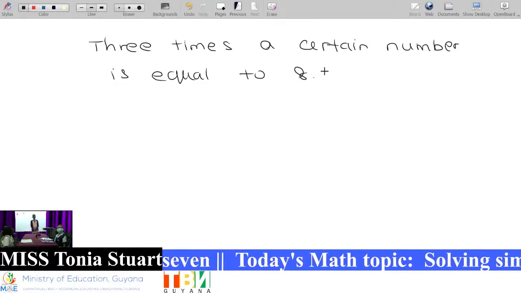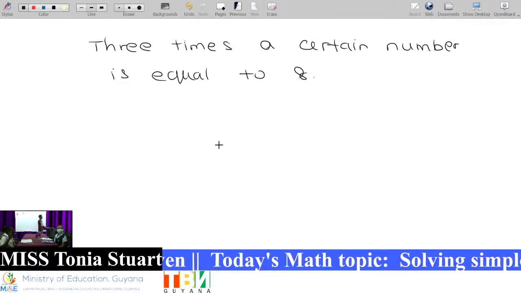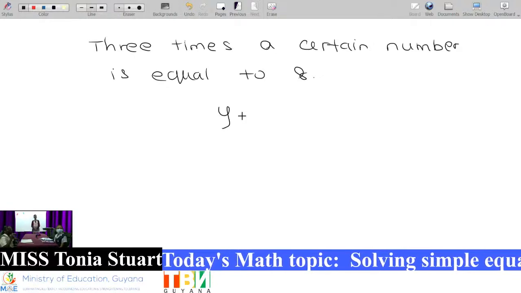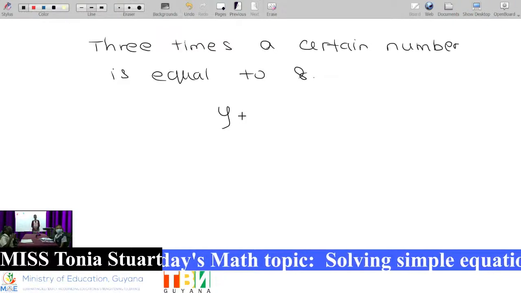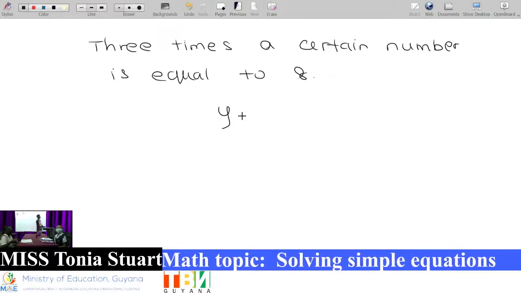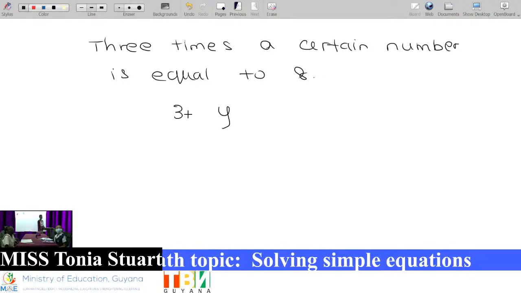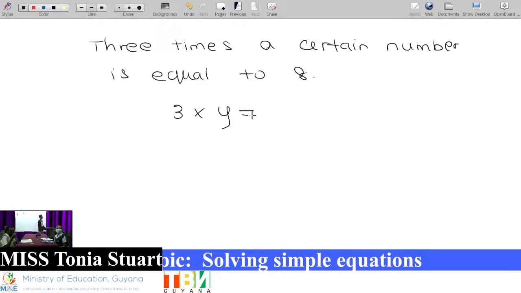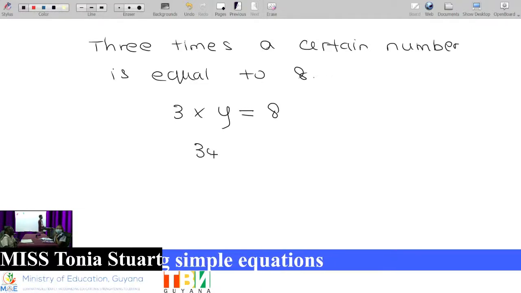Y. Good. So we're introducing y. So what is happening to y? 3 times y, right? So 3 times y. Times means multiply, right? So 3 times y equals 8. All right? So this can be written a little better as 3y is equal to 8.